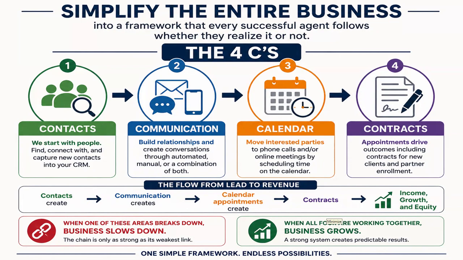You build relationships and create conversations through automated, manual, or a combination of both of those communications. A lot of things happen in the fifth, sixth, seventh, eighth, ninth, 10th, 11th, 12th interaction. Most agents don't get there. That's why the automation is extremely important. You combine high tech with high touch, do a little manual, and the combination of both should move people towards one of two things: either the next action step, which is a calendar appointment, or to opt out.